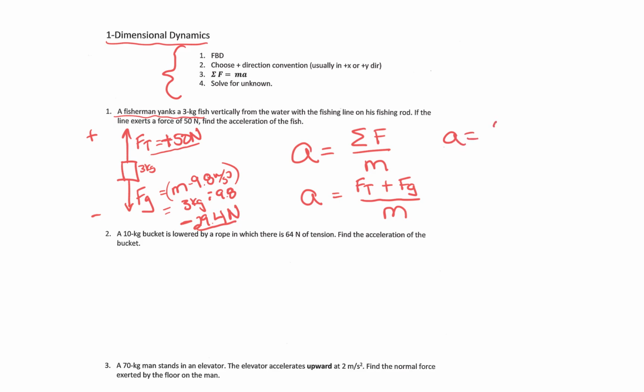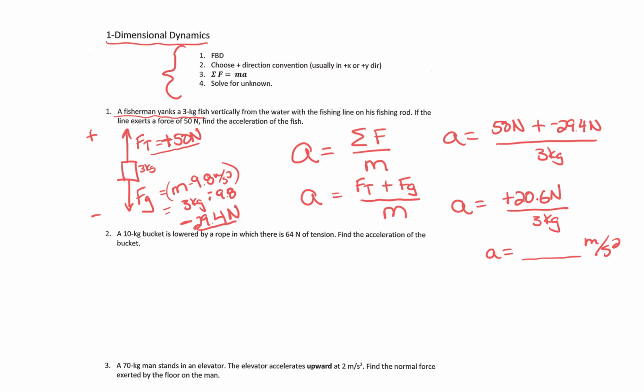The tension is 50 newtons plus negative 29.4 newtons, and we're going to divide that by a mass of 3 kilograms. So 50, let's see, plus if it was negative 30, you'd have 20 left. So I think we would have 20.6. Positive 20.6 newtons. And then we divide that by 3 kilograms. And I'm going to take out my calculator and finish that.